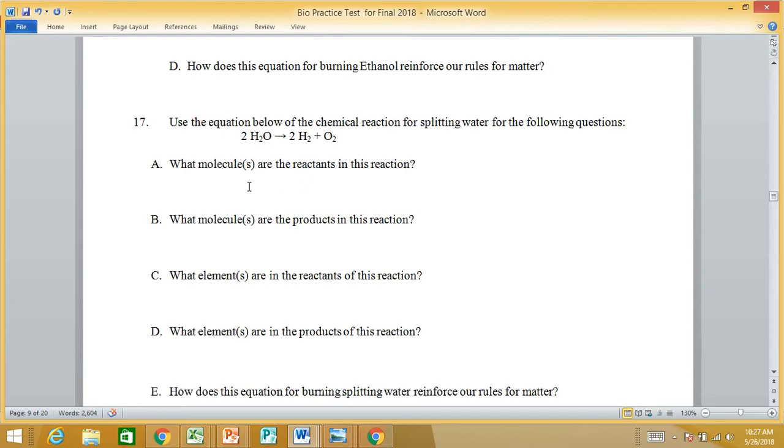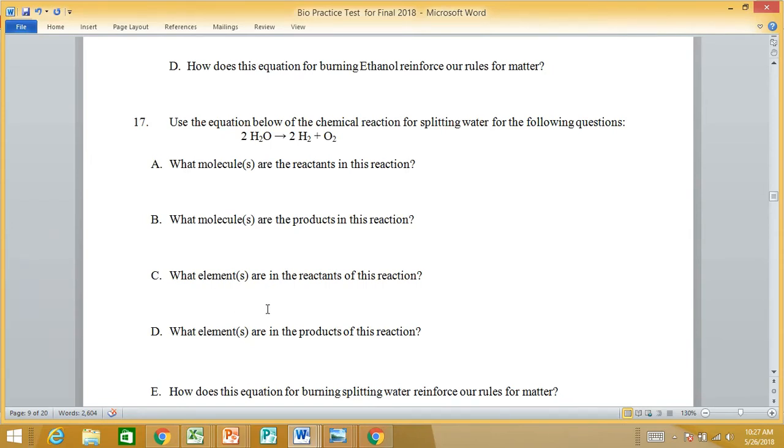So what molecules are in the reactant side? Here are our reactants. Well, it's water. That's our molecule. What molecules are on the product side? Well, now we've got hydrogen and oxygen, which is a molecule as well as the product.